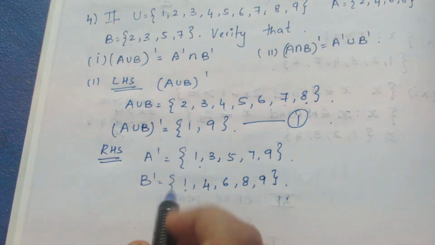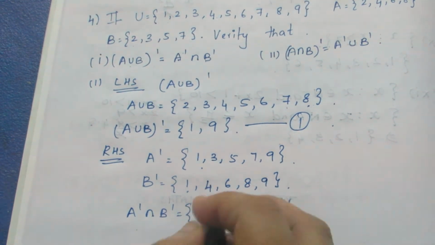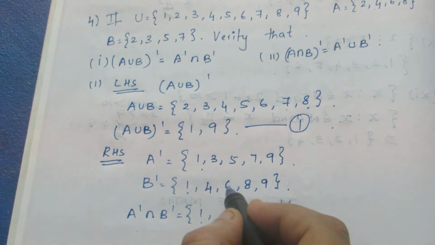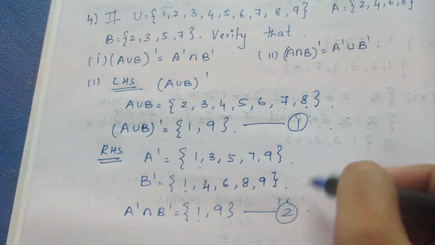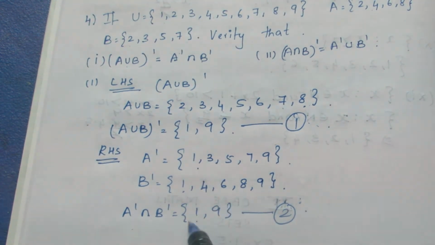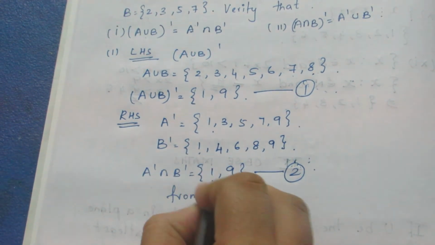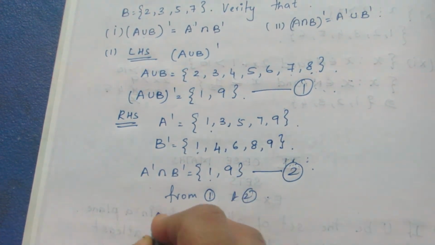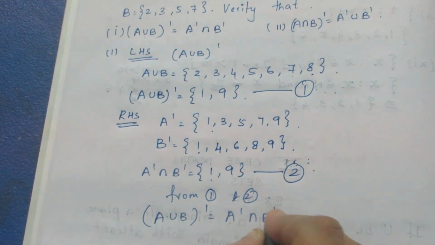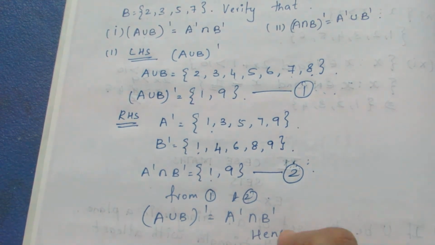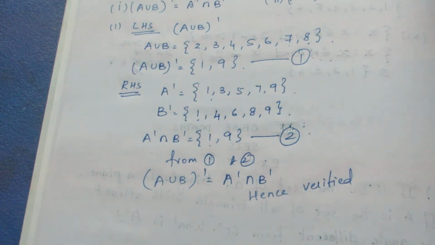Now we need to find the intersection of these two. Intersection is the same elements in the set. So the same elements are 1 and 9. Now check 1 and 2. From 1 and 2 we get 1 and 9 to be the set, so they are equal. From 1 and 2, (A union B) complement is equal to A complement intersection B complement. So hence verified. They have asked us to verify. We have verified it. So we need to write hence verified.